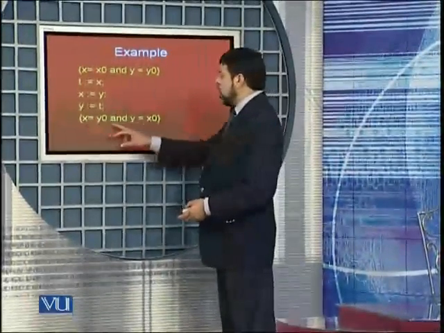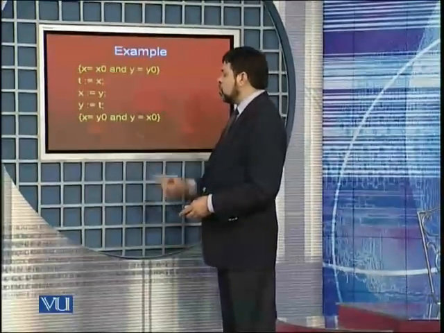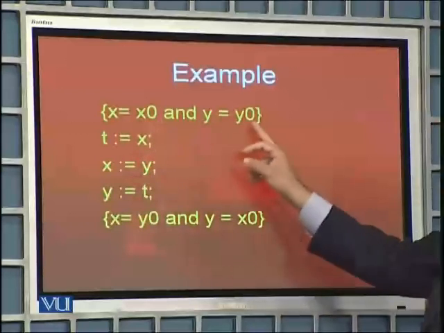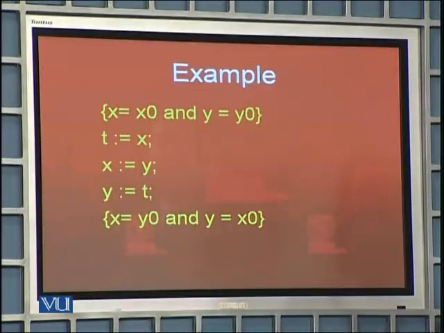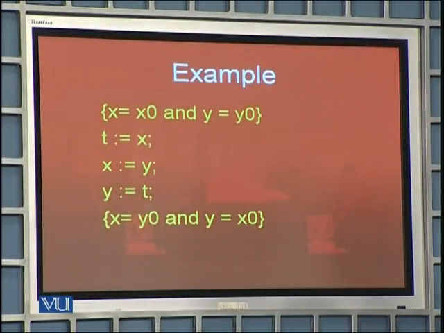We have the final state, that is x is equal to y naught and y is equal to x naught, and we have the initial statement that is x is equal to x naught and y is equal to y naught. When we swap these two values, x naught is the initial value of x, y naught is the initial value of y.